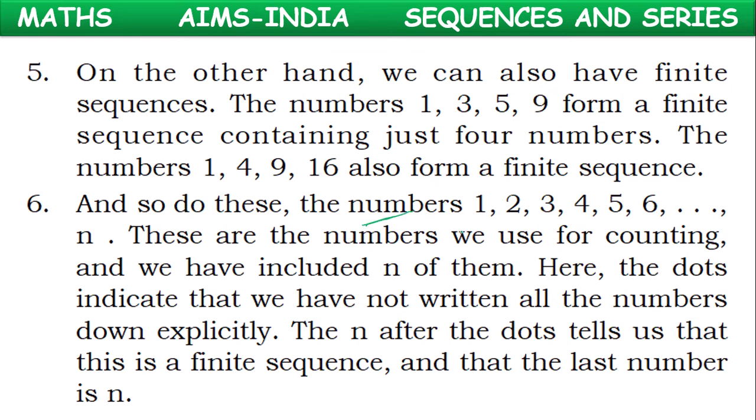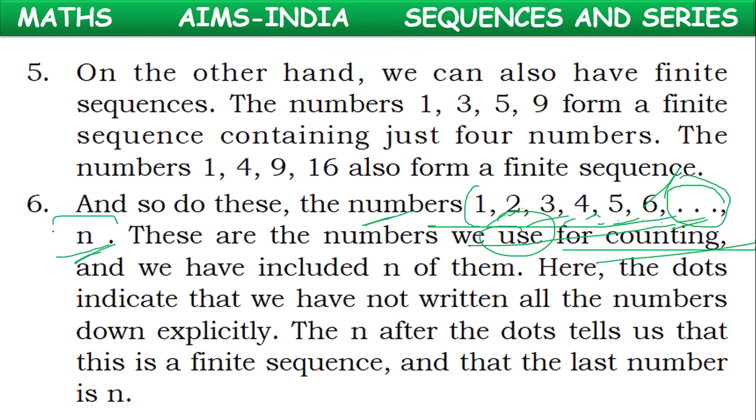So the numbers 1, 2, 3, 4, 5, 6 and so on, whenever we have dots, we can read it as and so on up to n. We have a group of numbers starting from 1, 2, 3, 4, 5, 6 and so on up to n. What do these numbers represent? The numbers starting from 1 represent counting numbers. We use them for counting purposes. But in these numbers, we have included n.